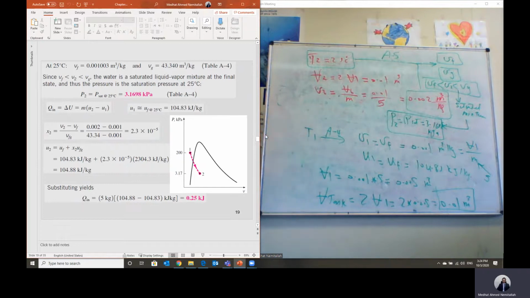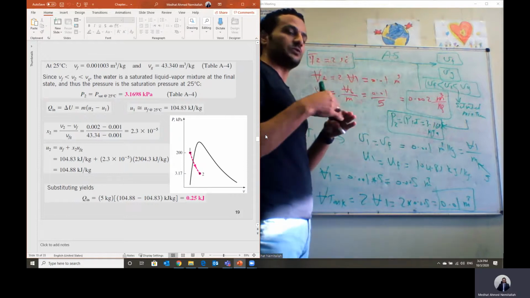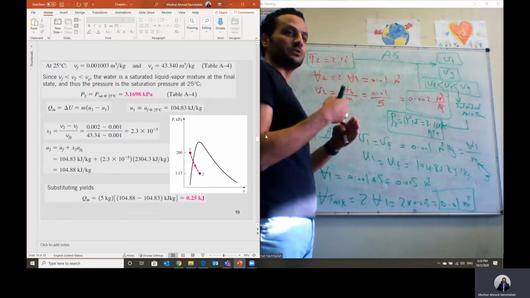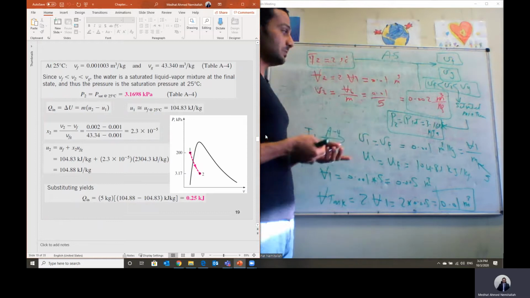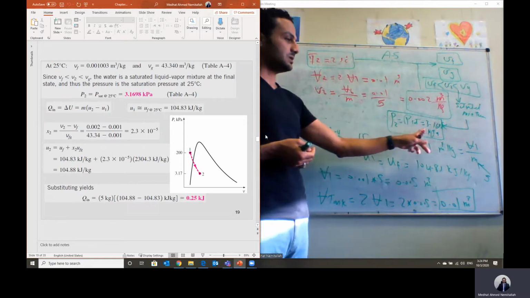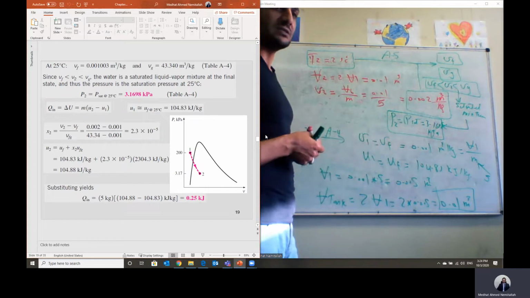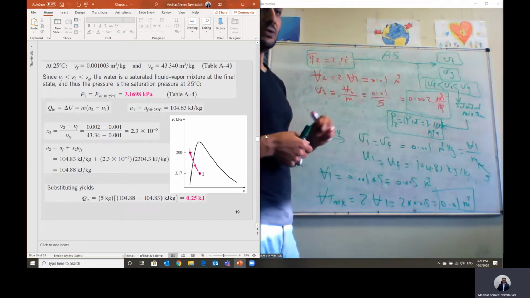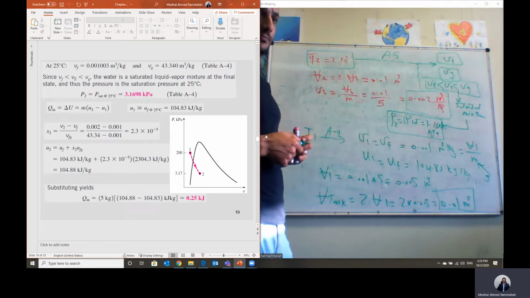Compare the pressures. The pressure P1 was equal to 200 kilopascal before removing the diaphragm. Removing the diaphragm in this case, the water will be allowed to expand to the low pressure. So its pressure will be reduced in this case. Now the pressure has dropped down actually from 200 kilopascal to 3.169 kilopascal in this case. Okay.